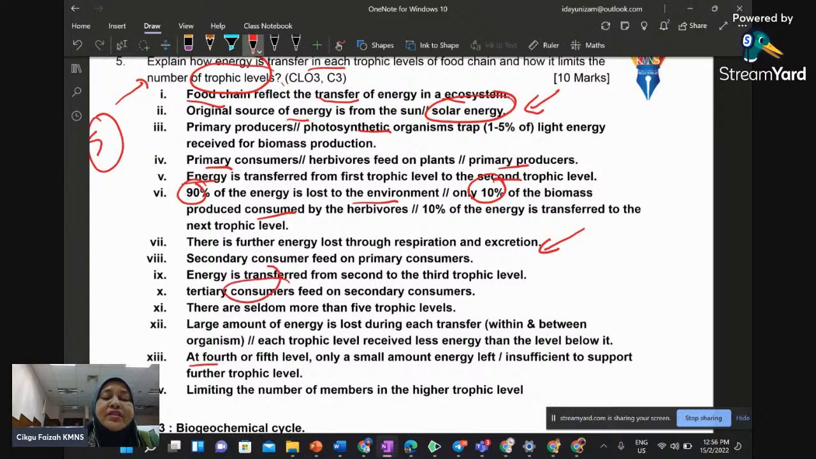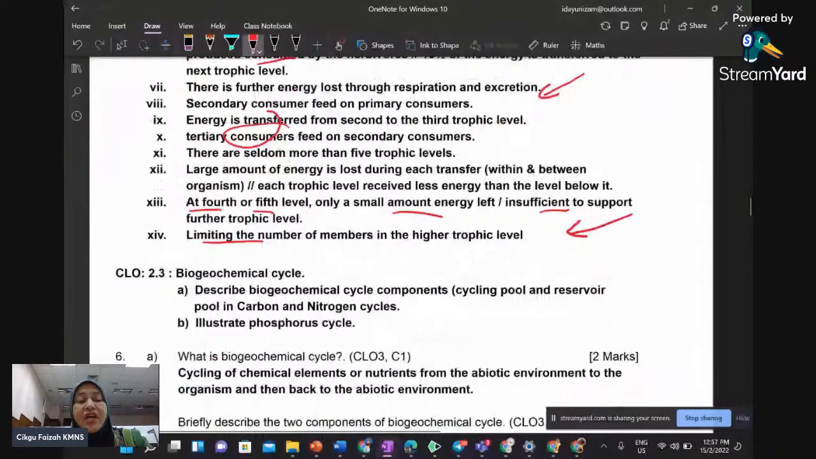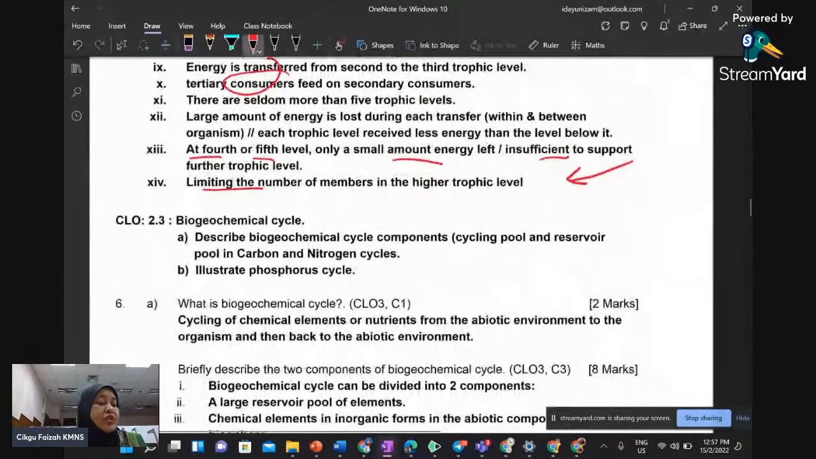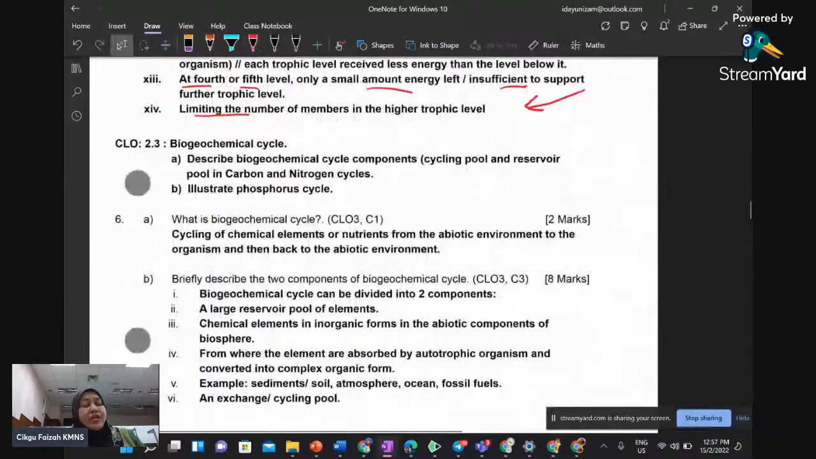and also as the top trophic level, kelas. Okay, and you summarikan this question that limiting the number of members in the higher trophic level is actually referring to the paling top level, kelas, the 5th level. It will only receive small amount of energy, so insufficient to support the further trophic level. Okay, alright, so soalan yang berikutnya, kelas, okay, sikit lagi before we stop.